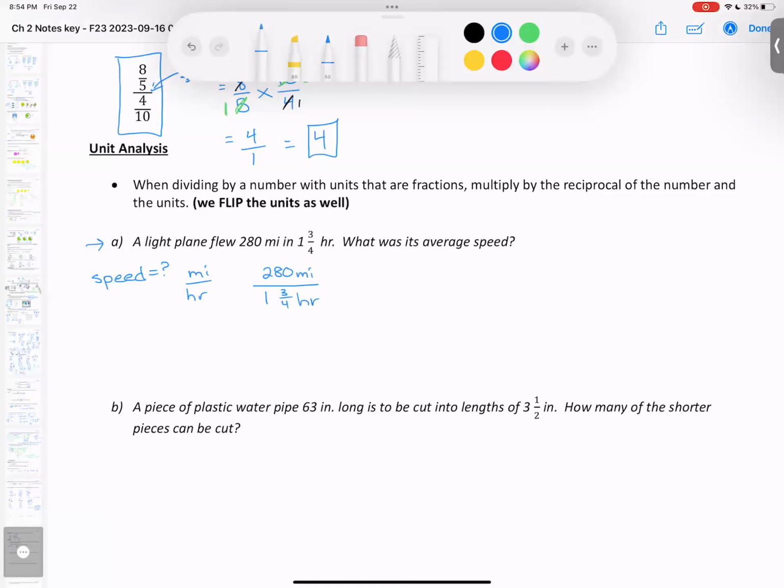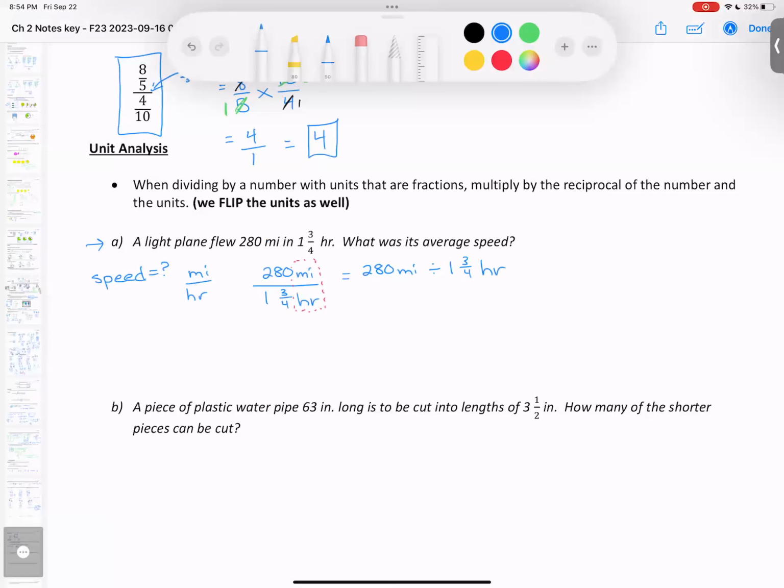Okay, let's rewrite that as a division, with the division symbol. So we've got 280 miles divided by 1 3/4 hours. Now you can take out the units for this part of the question if you want, but what's important to notice is that we are going to end up with an answer of miles divided by hour. So our final answer is going to be in miles over hours, or miles per hour.